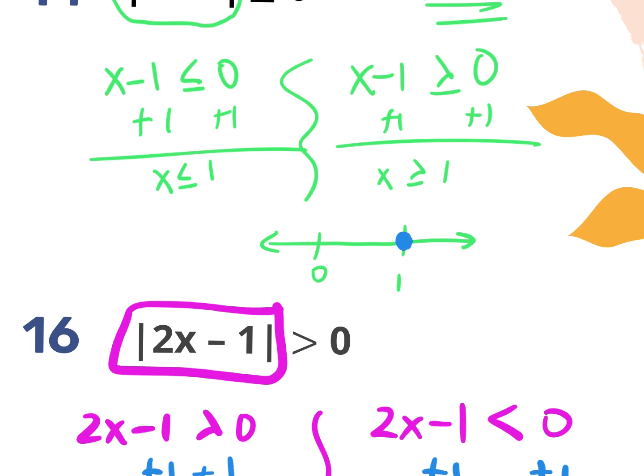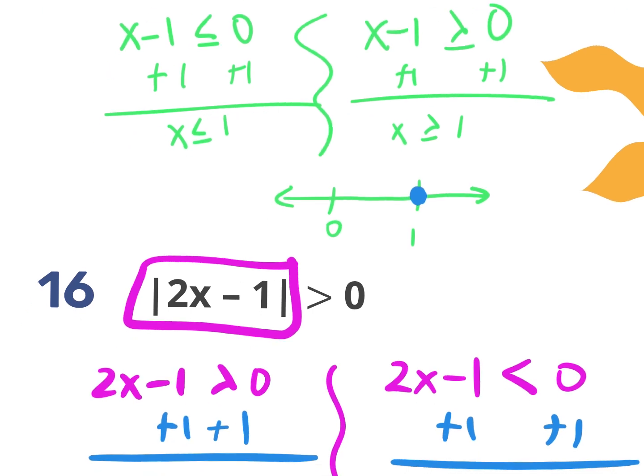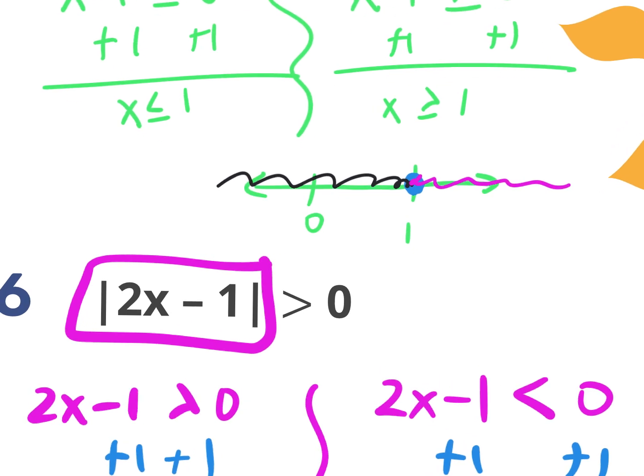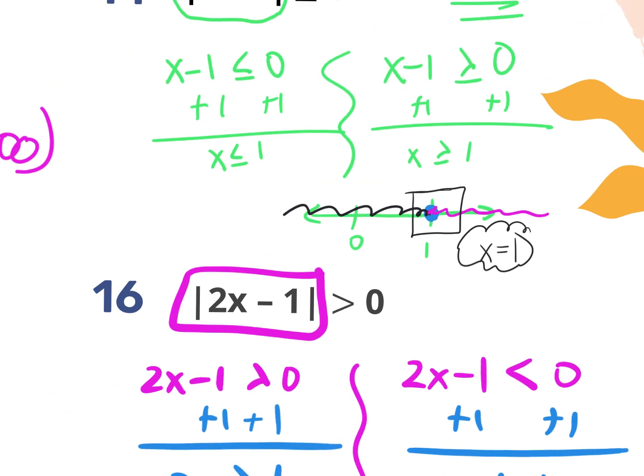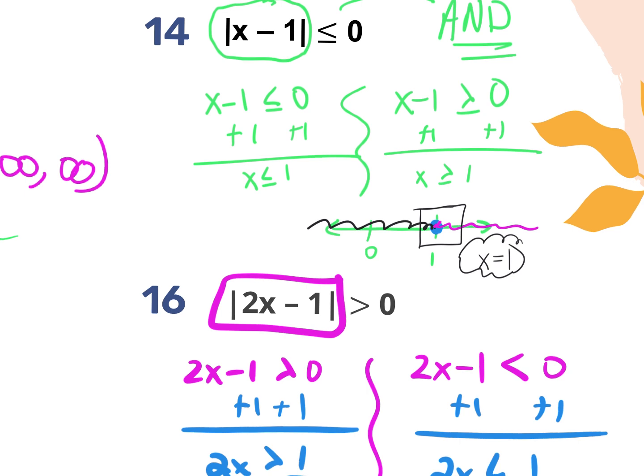Good. My first inequality on the left says everything less than or equal to 1, so it's all this stuff over here. My second inequality says greater than or equal to 1, so it's this stuff over here. But where is the only intersection that we have here? Because that's going to be our solution. The only intersection point we have is right here at x equals 1. This is one of those special cases. The only value that will satisfy this inequality is where x equals 1.